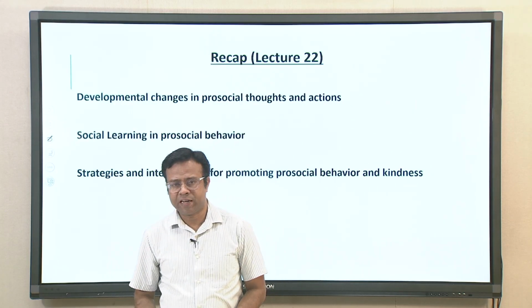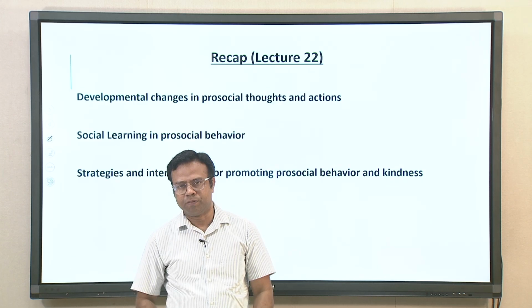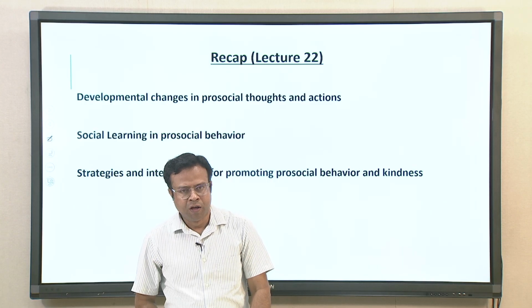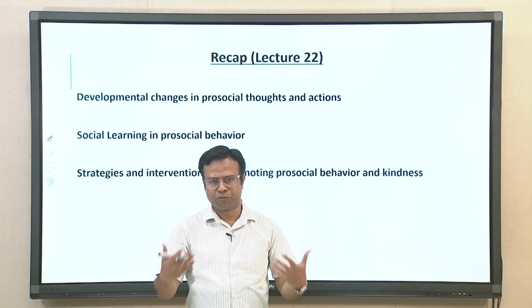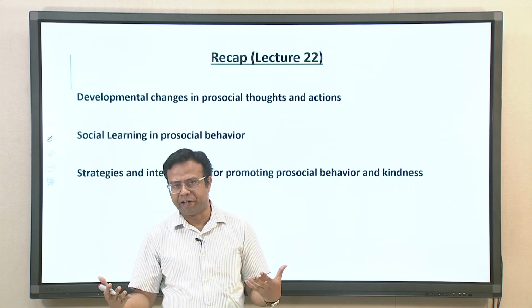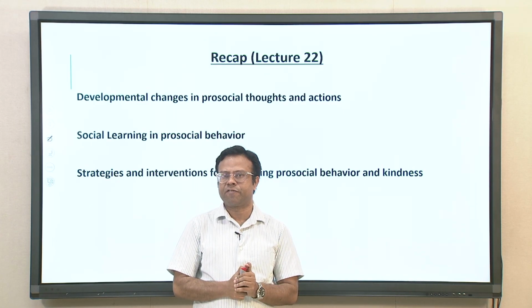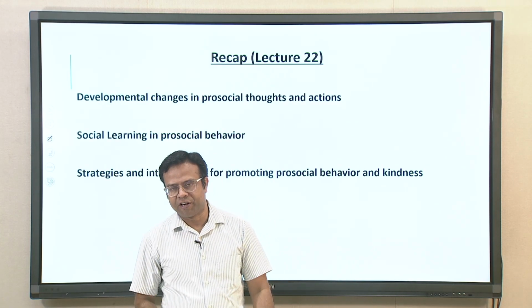Before we talk about today's lecture, let me give you a brief recap of the last lecture, lecture number 22. This was part of the earlier module, where we talked about the developmental changes in prosocial thoughts and actions, how prosocial behavior changes, and what developmental changes happen in a child as age progresses. We also looked at how social learning contributes to prosocial behavior and thought processes, and at the end we talked about strategies and interventions for promoting prosocial behavior and kindness.